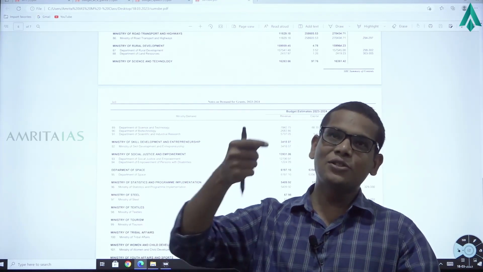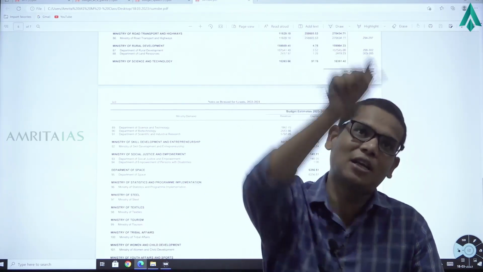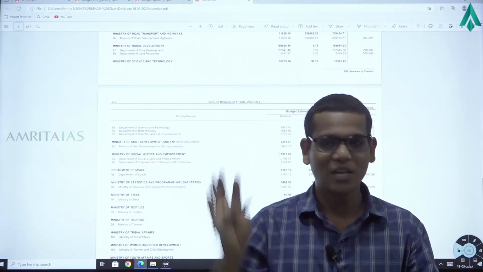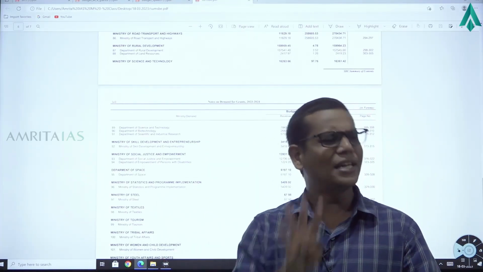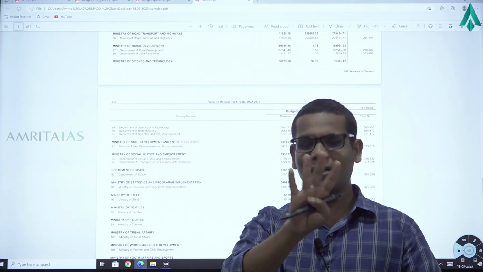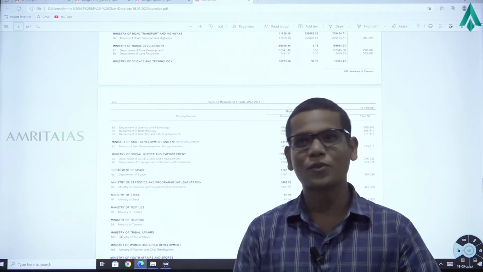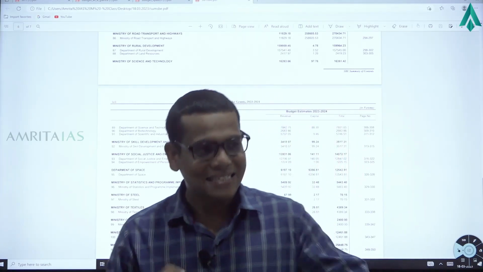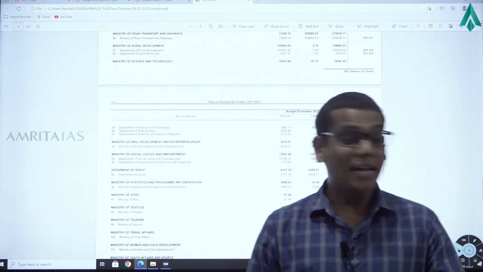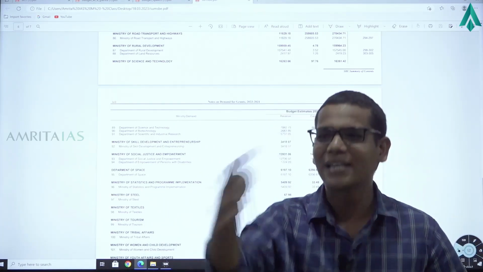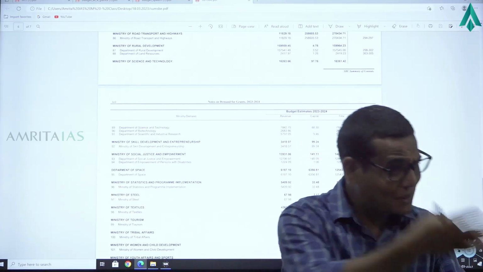So whether the union is using that cess money for that particular purpose only or not, that's a different story. If the union collects the cess, there is no point, they don't share it with the states. But imagine a state is collecting the cess. In my viewpoint, there is no point in collecting the cess. You can simply collect the tax.